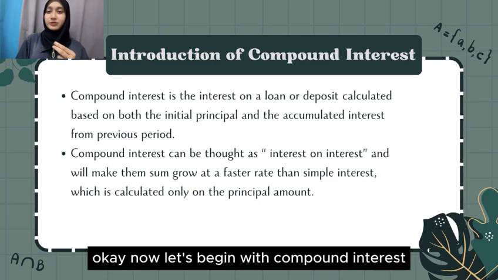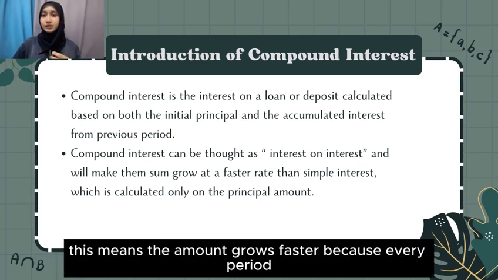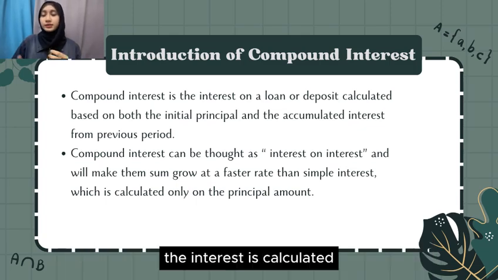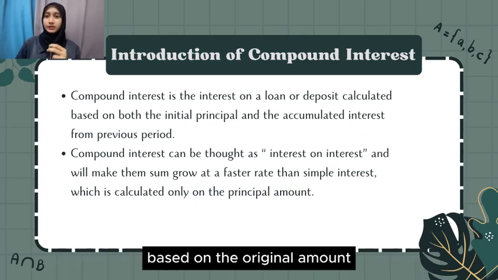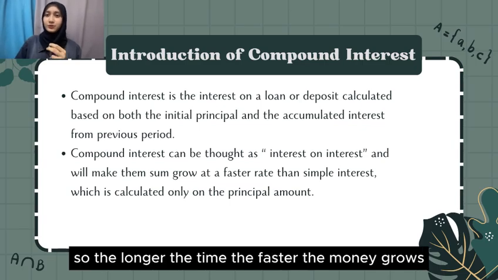Okay, now let's begin with compound interest. Alright, so compound interest is basically interest on top of interest. This means the amount grows faster because every period, the interest is calculated based on the original amount plus the interest that was already earned earlier. So the longer the time, the faster the money grows.